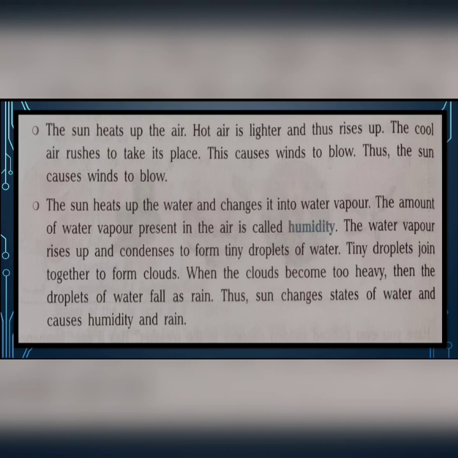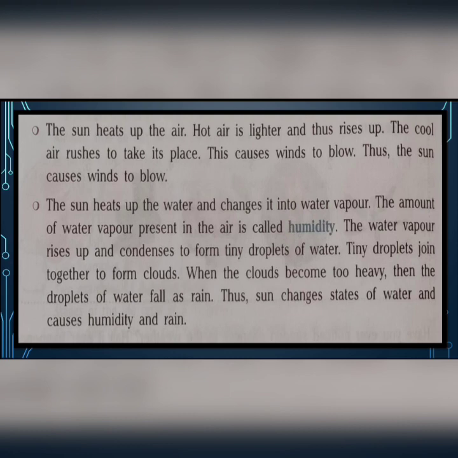And the sun heats up the water and changes it into water vapor. The amount of water vapor present in the air is called humidity. Humidity is what? It is the amount of water vapor present in the air. The water vapor rises up and condenses to form tiny droplets of water. These tiny droplets join together to form clouds. When the clouds become too heavy, then the droplets of water fall as rain. Thus, sun changes states of water and causes humidity and rain.